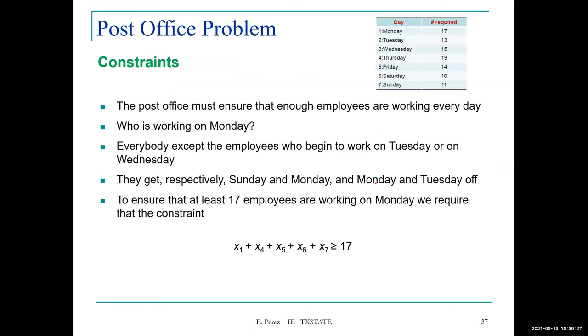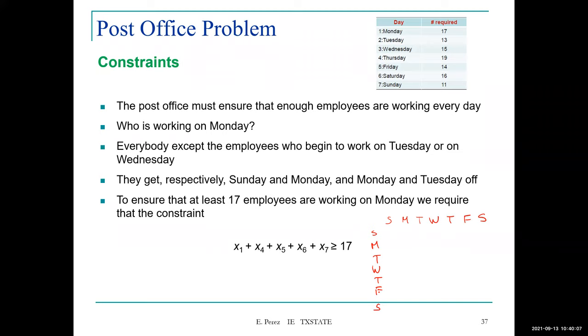Okay, so the constraints: the post office must ensure that enough employees are working every day. So who's working on Monday? Okay, so again, we look at the, if I can draw that here. So if I start on Sunday, Monday, Tuesday, Wednesday, Thursday, Friday, and Saturday, and then this is Sunday, Monday, Tuesday, Wednesday, Thursday, Friday, and Saturday.